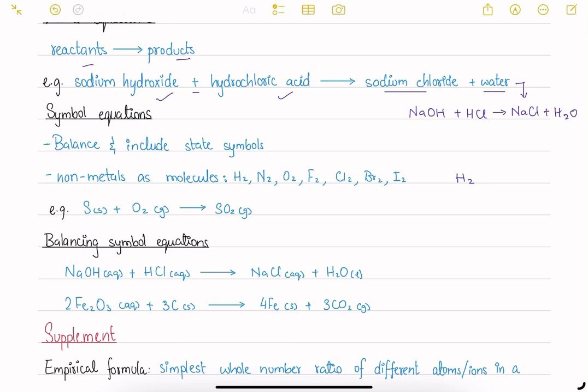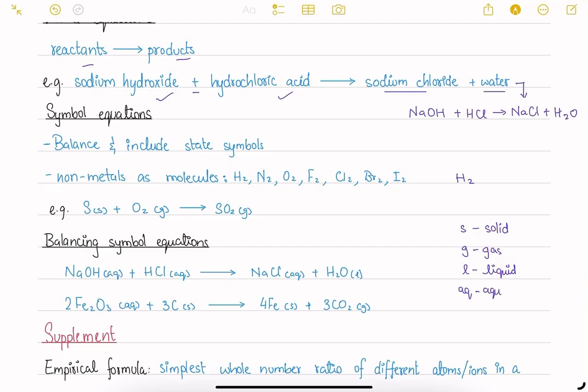So then we have to include state symbols as well. We have the state symbols as solid, which is represented by S. Then we have gas, which is G. We have L for liquid. And we have AQ for aqueous.